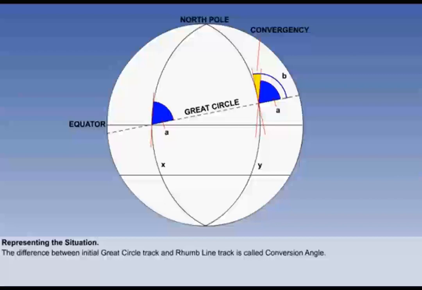Our study of convergency simply considered the great circle track. The run line was not explored. However, there are some applications where we need to consider both the great circle and the run line, and to calculate their difference in track angle. We need to look at this difference, which is known as conversion angle.